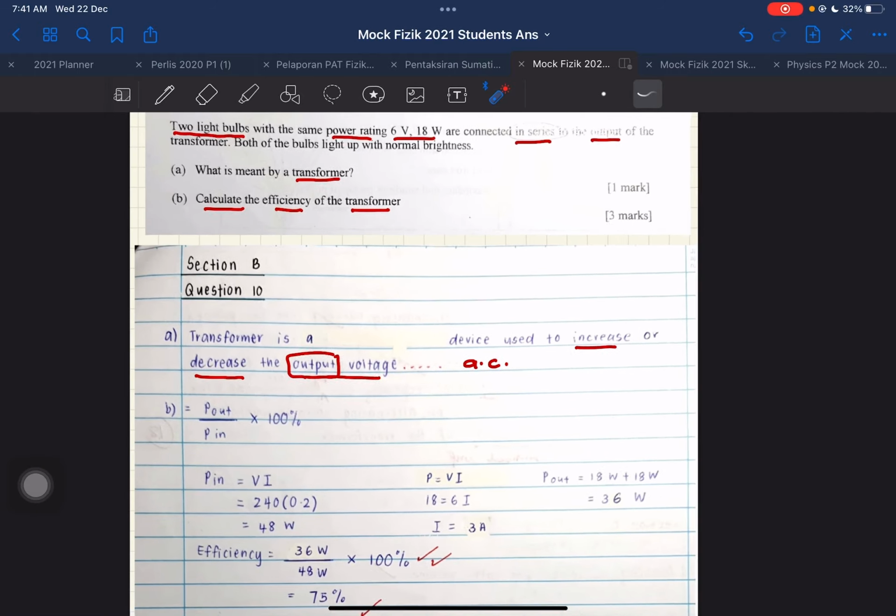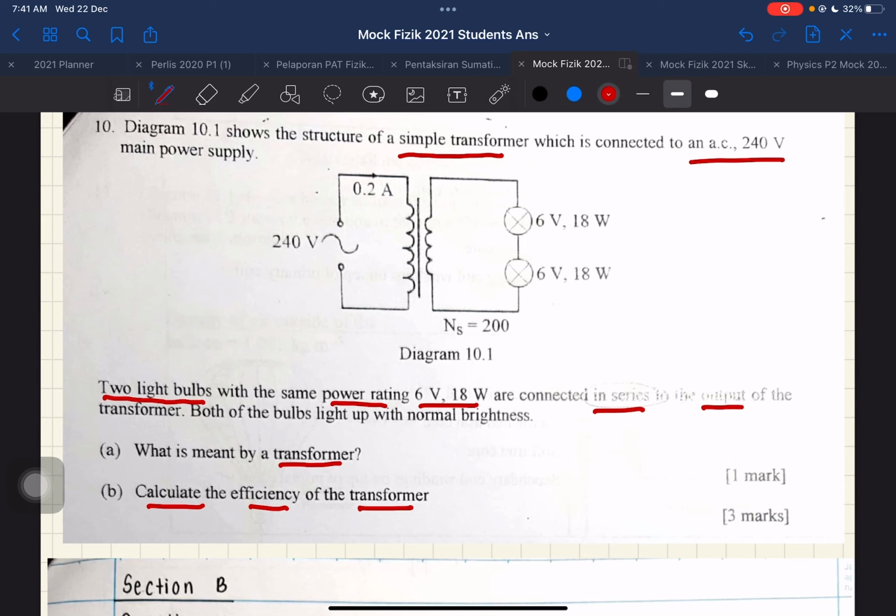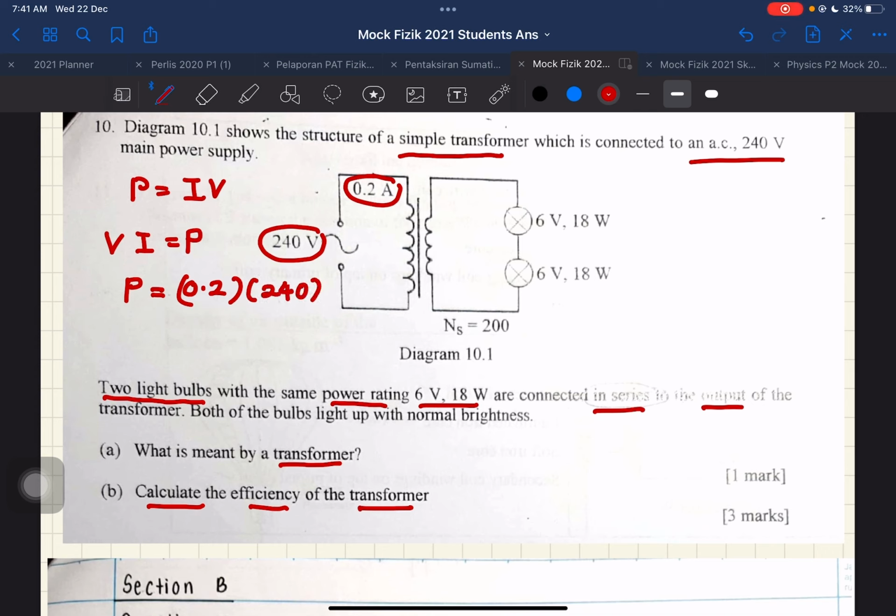So here, look at the diagram. The formula for power is P equal to IV. One way to memorize this is to write VIP, very important people, and you put the equal sign here. That is the formula for power. To determine the input power, this will be the input voltage, and this is the current. From there you can determine power equal to I is 0.2, V is 240. That will be your input power.